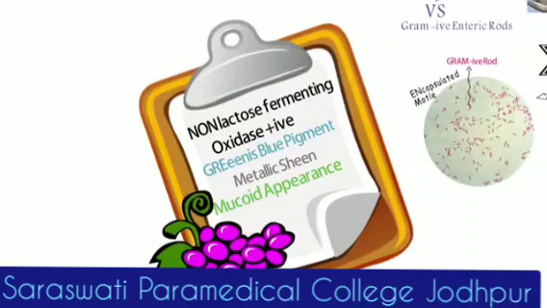Again, Pseudomonas is non-lactose fermenting. It is oxidase positive. It has bluish-green pigment. It has metallic sheen. It has mucoid appearance. It has fruity aroma, and these features are sufficient to make a presumptive diagnosis of Pseudomonas. And the confirmation of the diagnosis is made with biochemical tests.